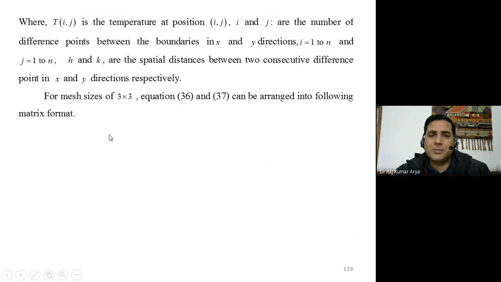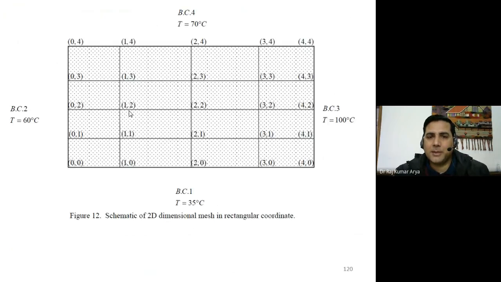Let's say we first want to just generate a 3 by 3 grid. We are just taking three different points. So your i would change from 1 to 3, and your j would also change from 1 to 3. So this is what your problem is.